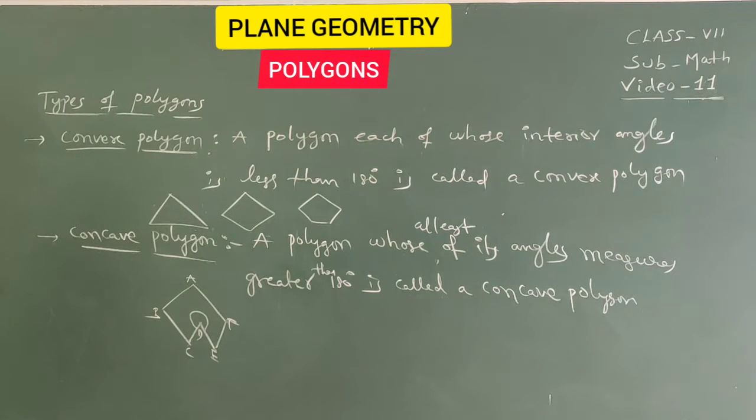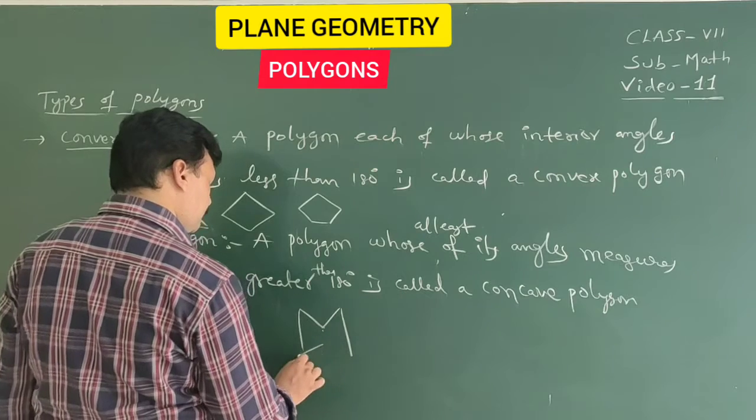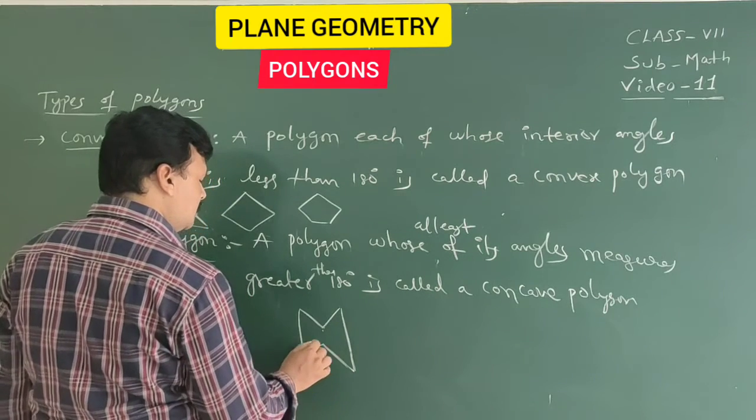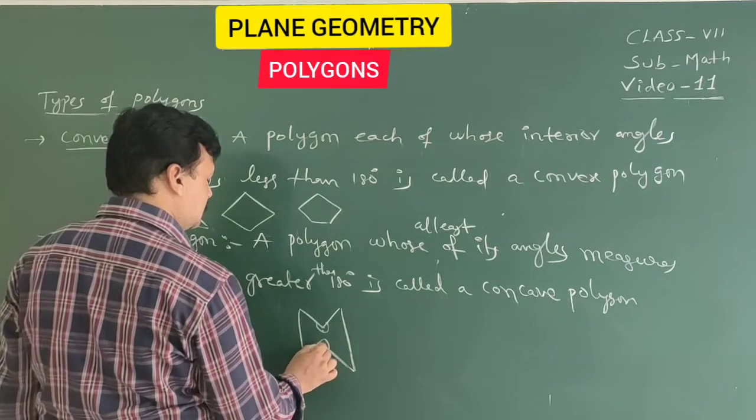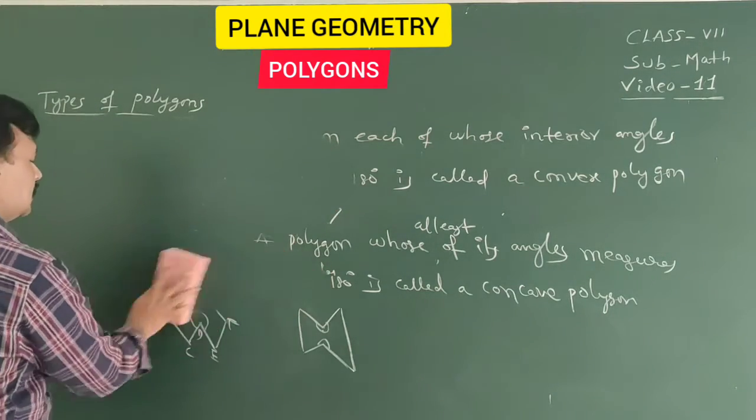Convex means every angle measures less than 180 degrees. While concave, at least one of the angles measures greater than 180 degrees. More than one is also possible, but at least one angle measures greater than 180, so it's a concave polygon. A concave and a convex polygon: convex means every angle should be less than 180 degrees, concave means at least one angle measures greater than 180.